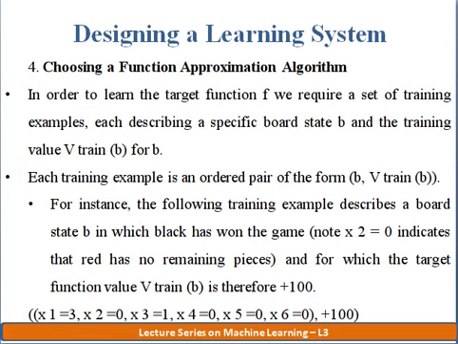Now x3 is 1, because x3 represents the black kings, and x4, x5, x6 are all 0 because they all belong to red. And the value plus 100 is a real value which indicates that it is a positive move.